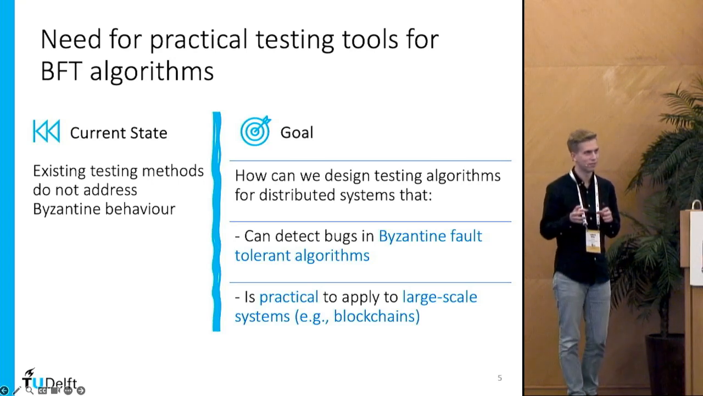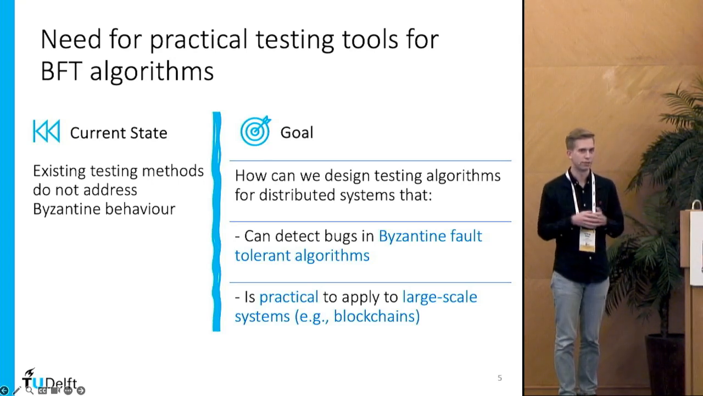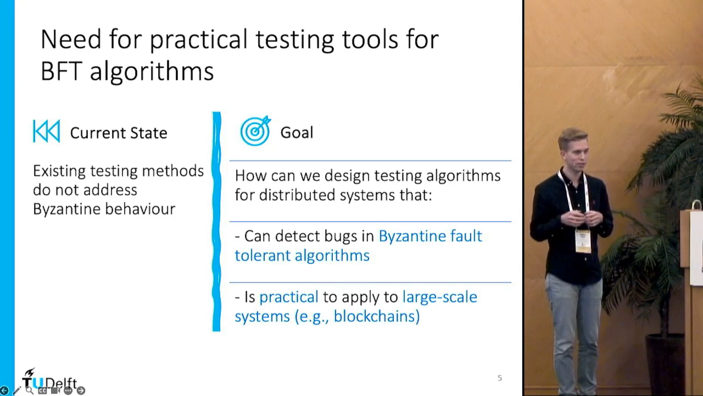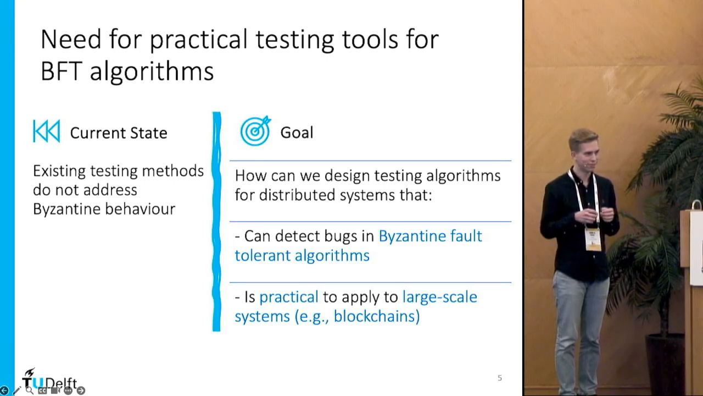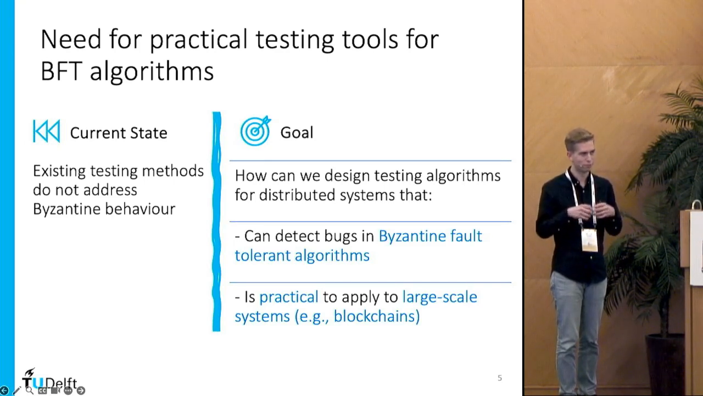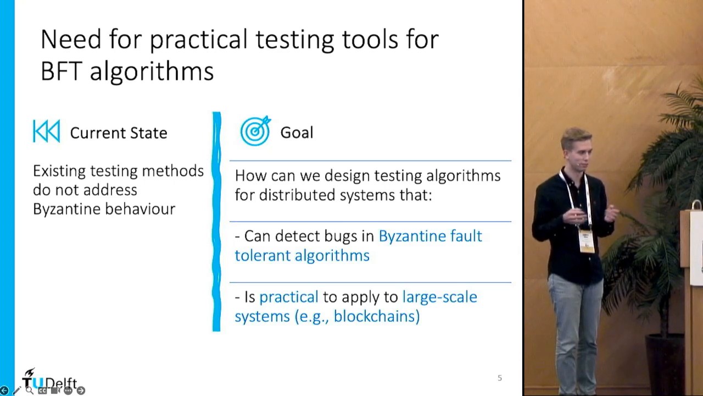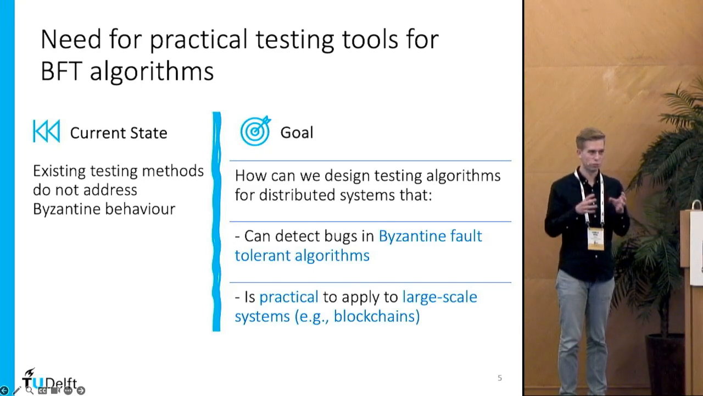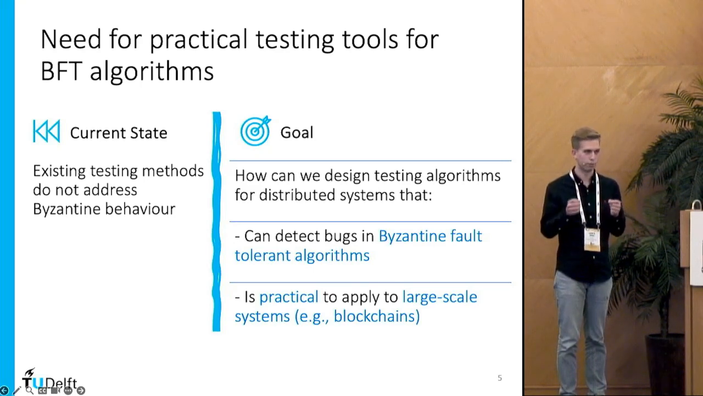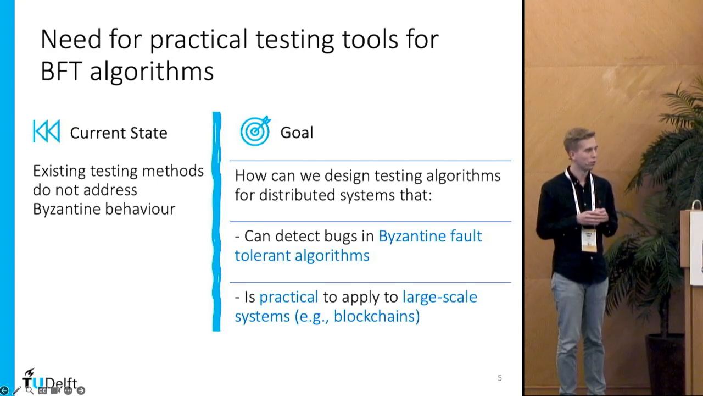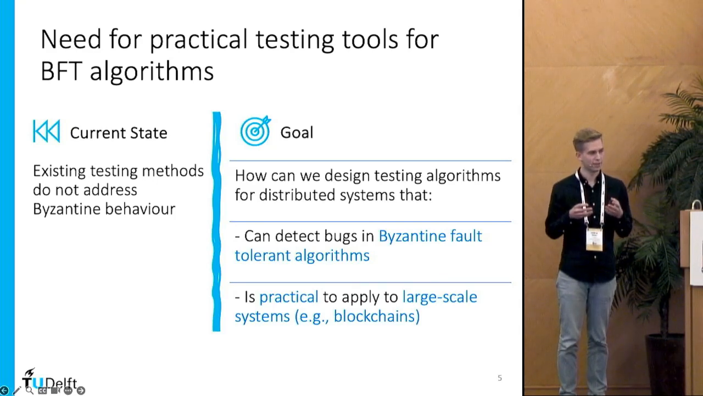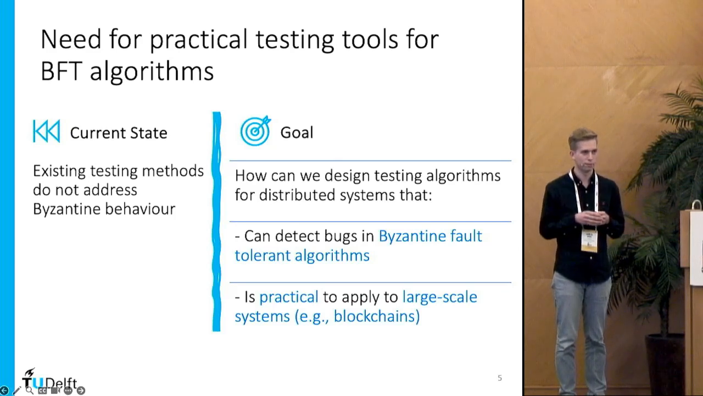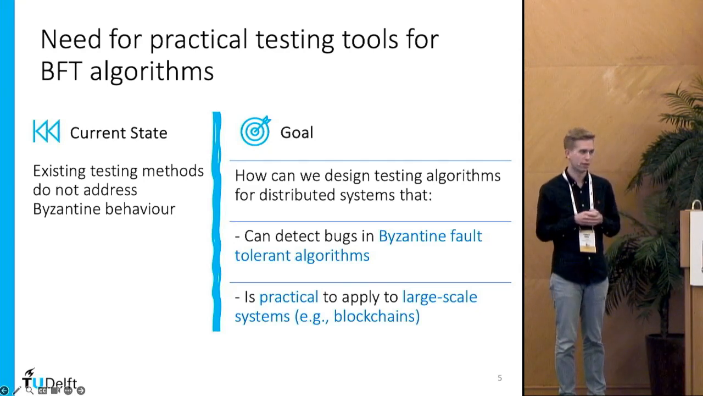Unfortunately, in general, the existing testing methods do not sufficiently address this Byzantine behavior. Byzantine behavior is defined to be arbitrary and unbounded in nature. This means that basically anything is possible except a few limiting constraints, like Byzantine validators cannot break cryptography. I think that makes sense. Unfortunately, the existing tools do not sufficiently address and explore these Byzantine behaviors. We therefore set out the goal of designing a testing algorithm for distributed systems that can detect these BFT bugs while remaining practical and applicable to large-scale blockchains.